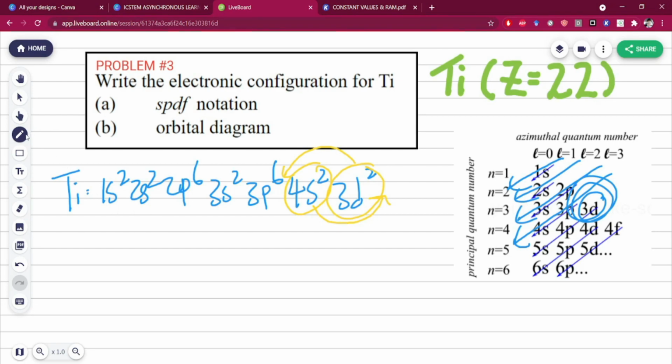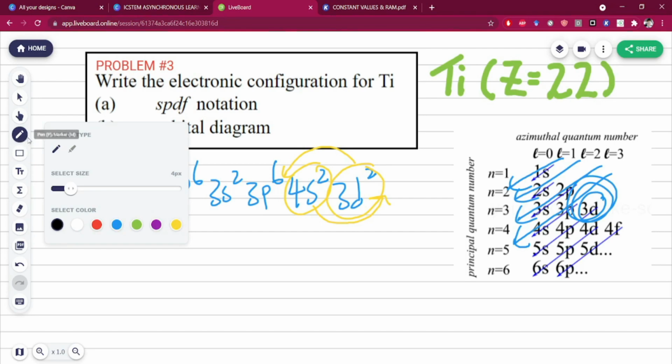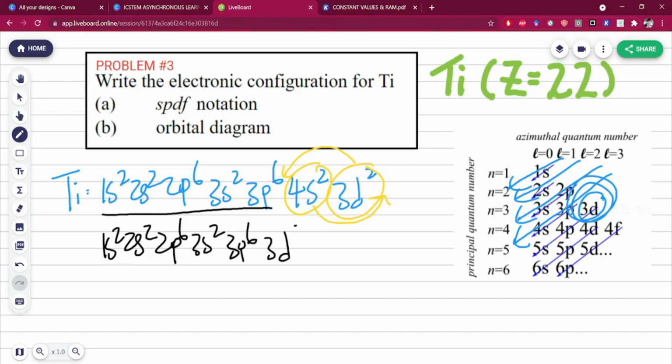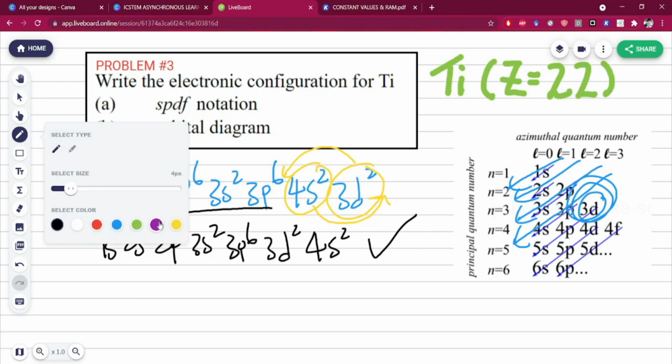Okay, so the electronic configuration you should consider writing is, okay, so all of this will be the same. 1s2, 2s2, 2p6, 3s2, 3p6, and 3d2, 4s2. It's only between 4s and 3d you're going to switch places. So this is going to be the better one to be written in exams.